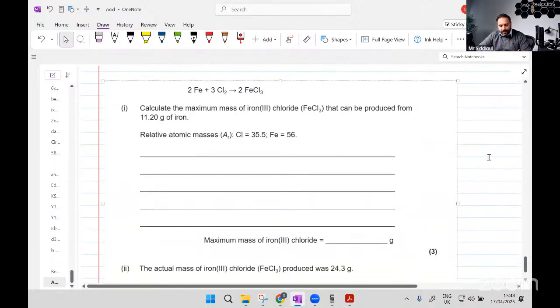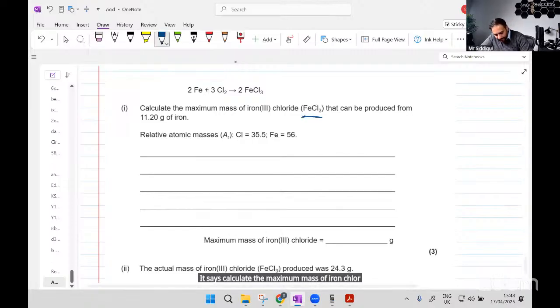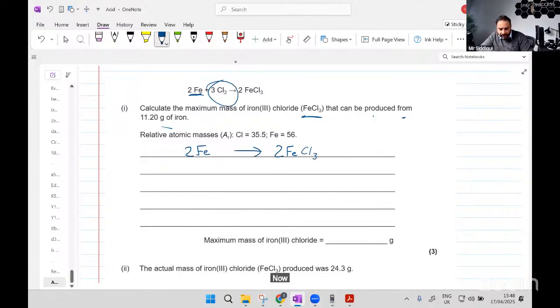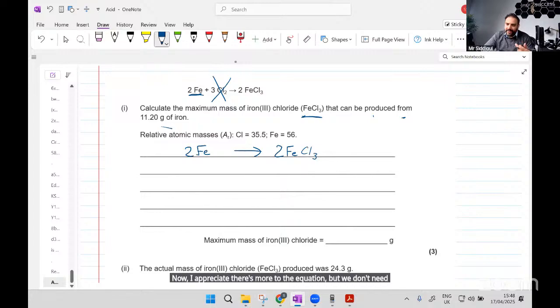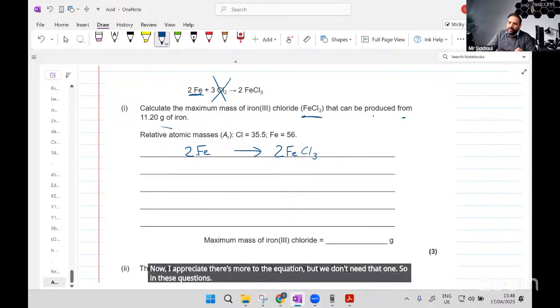Okay. Here is an equation for something. It says calculate the maximum mass of iron chloride, FeCl3, that can be produced from 11.2 grams of iron. The iron's here. Now, I appreciate there's more to the equation, but we don't need that. So in these mass calculation questions, there's only two things you need because you're asking about the mass of one compared to one of the others.